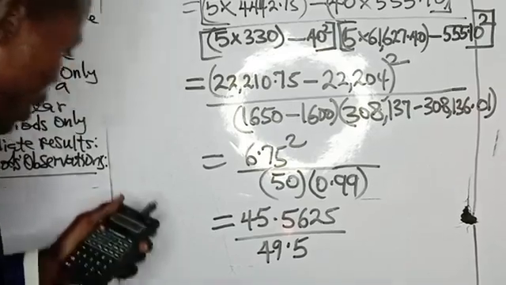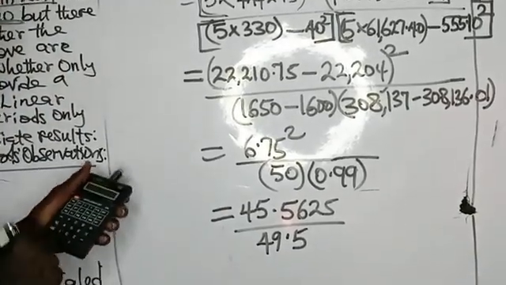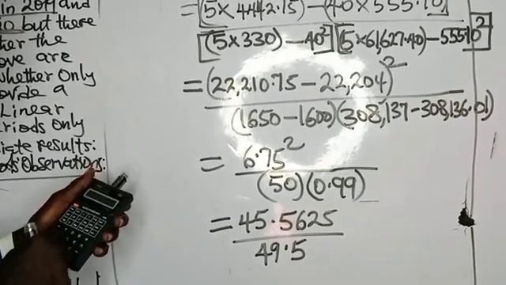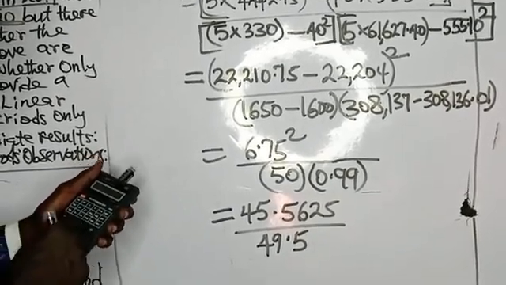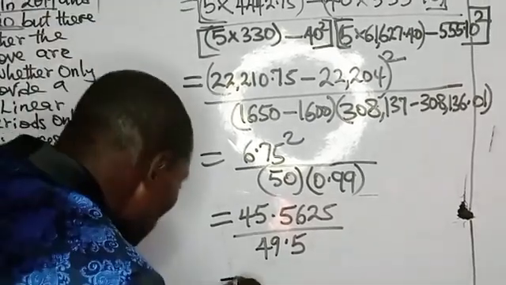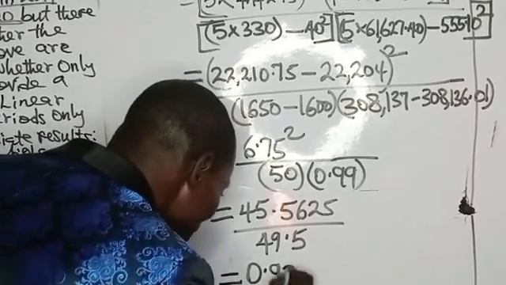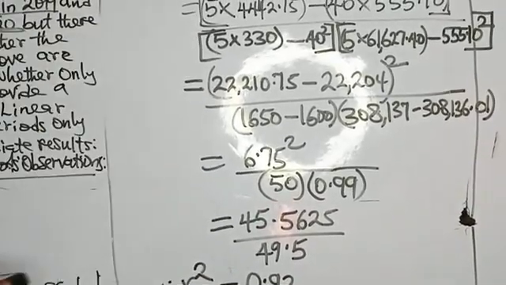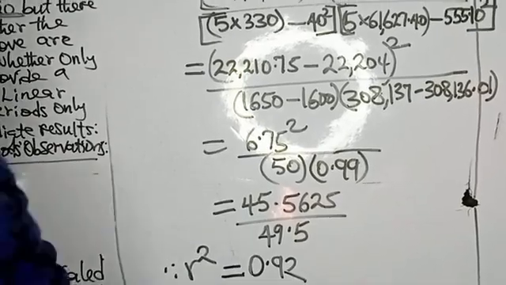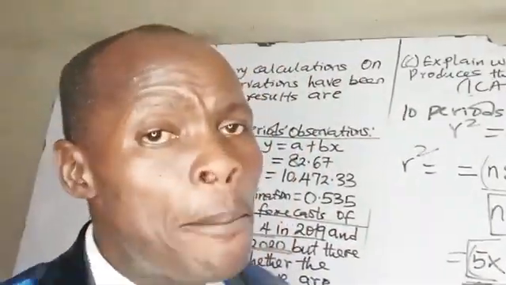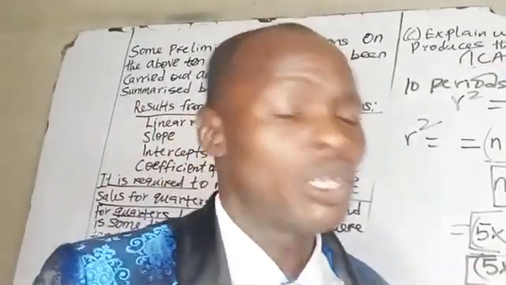So you divide 45.5625 by 49.5. That gives us 0.92. Therefore, R squared is 0.92. This is the coefficient of determination for 5 period observations.